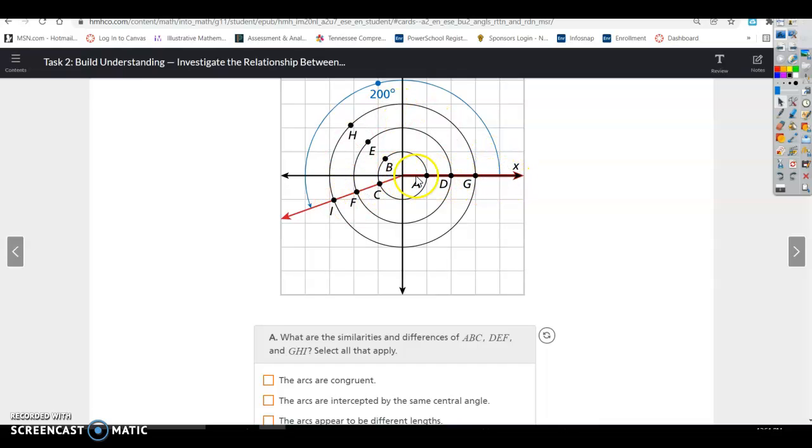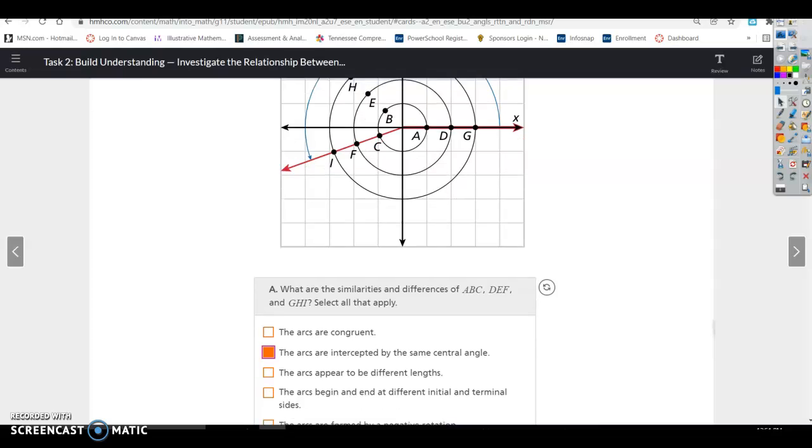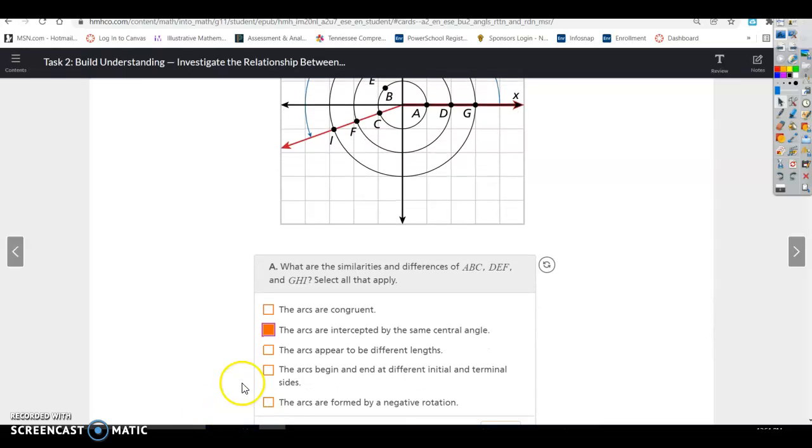A central angle is just an angle from the center of the circle. Since the initial side and terminal side both go to the center of the circle, this one is a central angle, so that one is true. And it says the arcs appear to be different lengths. That one's true, because as the radius gets longer, it looks like the arcs are longer. It says the arcs begin and end at different initial and terminal sides. Nope. They all start at the same initial side and end on the same terminal side.